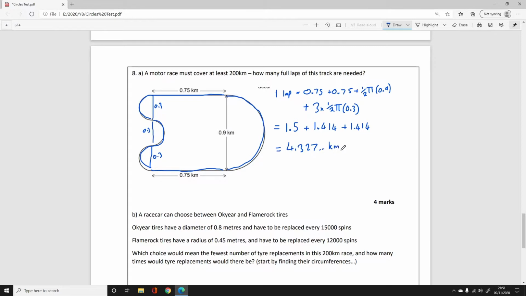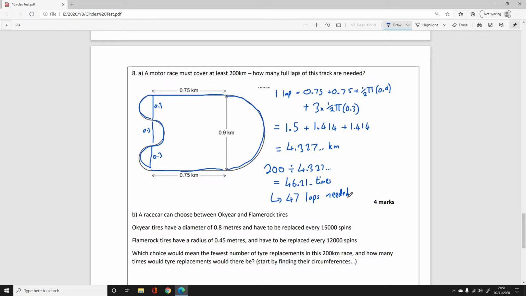kilometers. And we want to know how many full laps of the track are needed to travel 200 kilometers, so we need to divide it into 200 and see how many times it goes. And that will tell us that it goes around 46.21... times. So how many full laps does it need to do? If it needs to cover at least 200 kilometers, you'd need to round up, and then we'd need to do 47 laps.